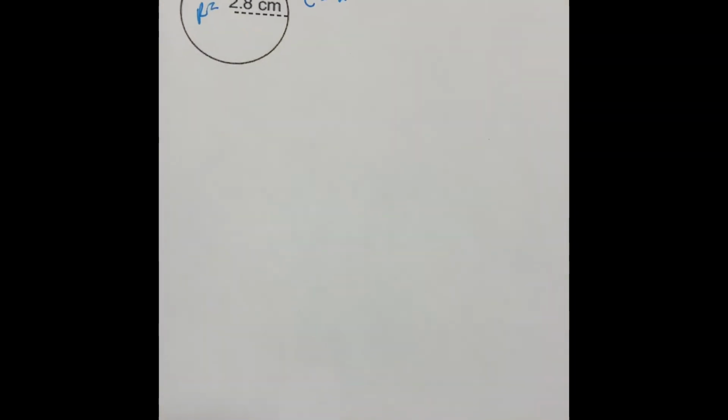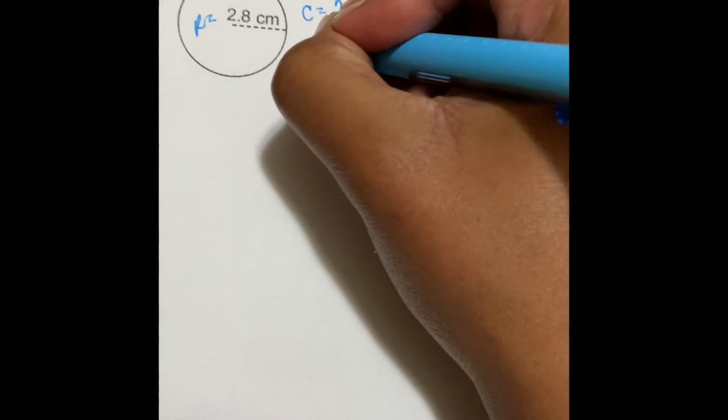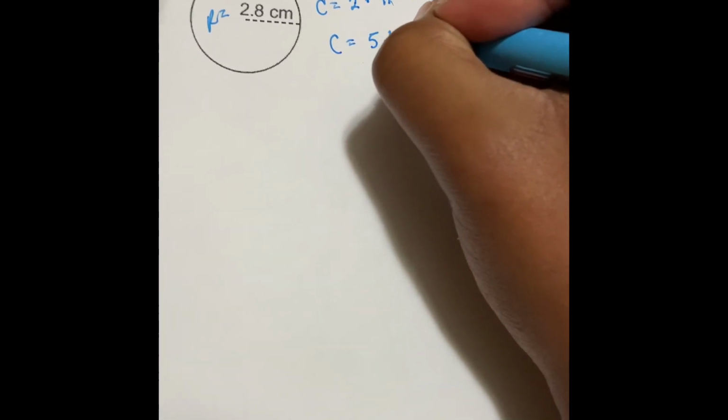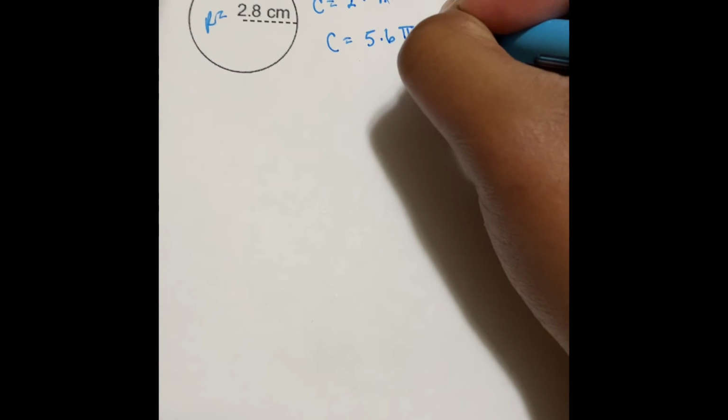So then I can use this formula where it says circumference is equal to 2 times pi times R. Okay. So if I plug it in, C is equal to 2 times pi times my radius, which is 2.8. Okay. So 2 times 2.8 gives me 5.6. If I want to leave it in terms of pi, it would be 5.6 pi centimeters.